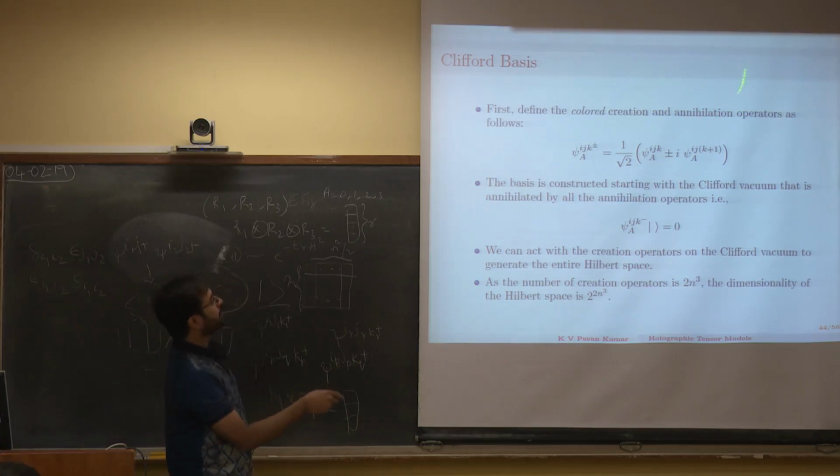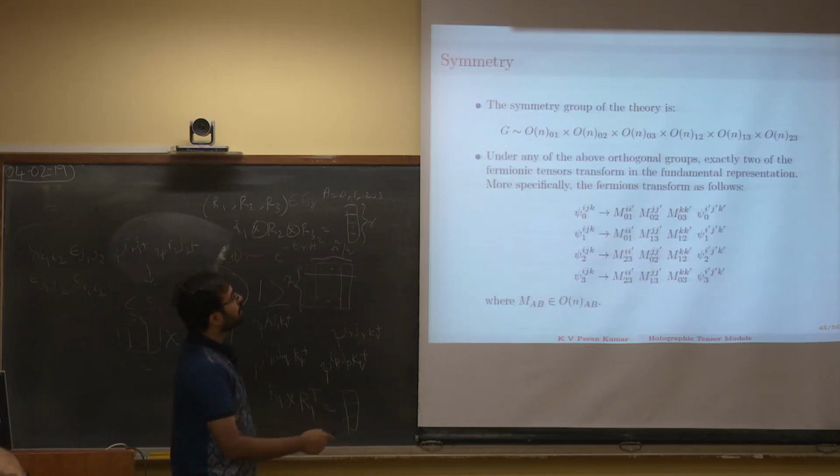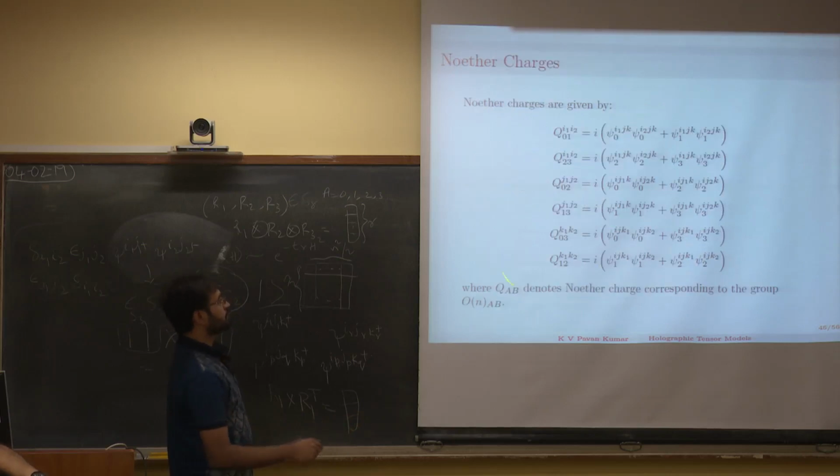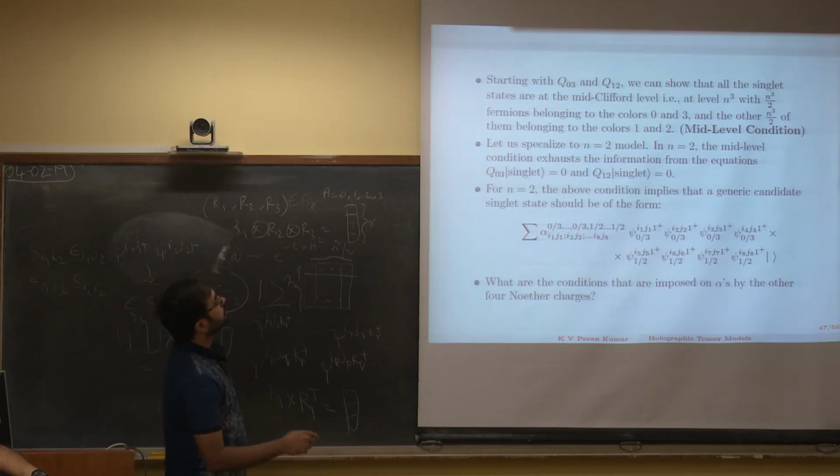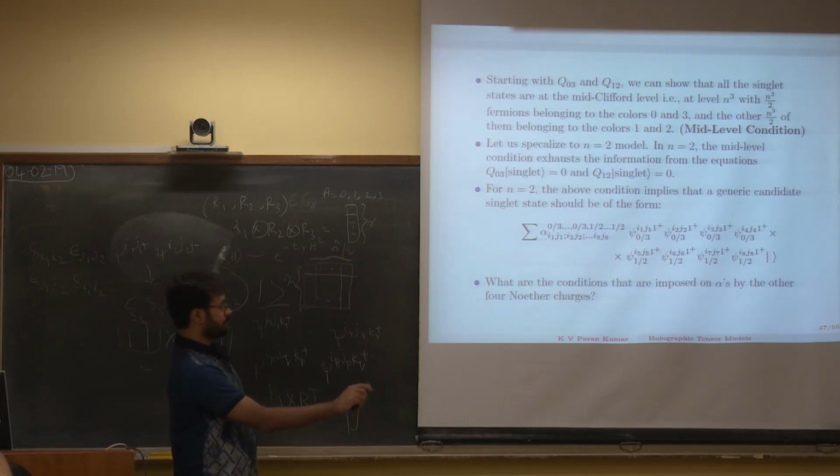Here we define these creation annihilation operators, and then we define the Clifford vacuum as usual. And this is the symmetry group in this case, and the corresponding Noether charges are given by this. Again, there is a mid-level condition here, which means that all the singlets are at n cube level, but there is an extra constraint that n cube by 2 should belong to colors 0 and 3, and the rest of them belong to 1 and 2. So this is the mid-level condition here.